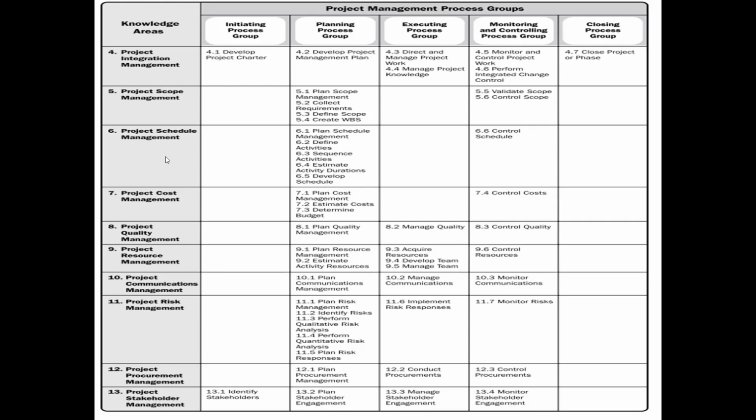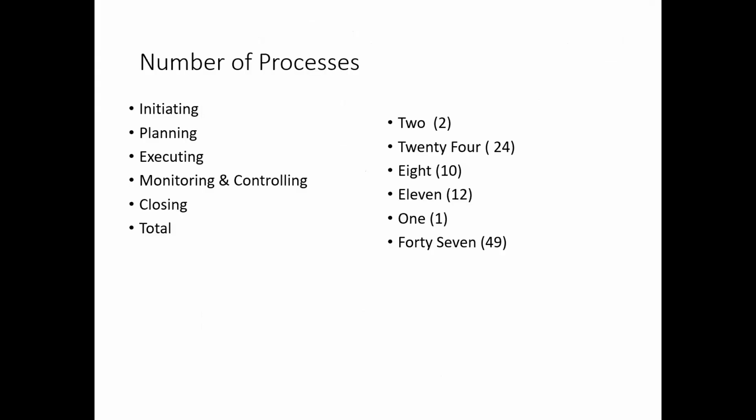Okay, let's say, for example, project cost control. It is done in the planning process group. Project integration management has to develop the project charter. Project stakeholder management identifies the stakeholders in the initiation process group. So we will discuss this one by one in detail in the upcoming slides. So these are the number of processes: for initiation 2 processes, for planning 24 processes, for execution 10 processes, for monitoring and controlling 11 processes, for closing 1 process, for a total of 49 processes.